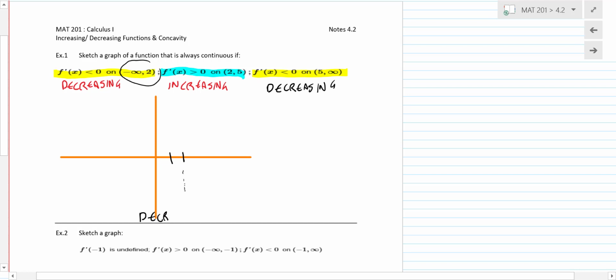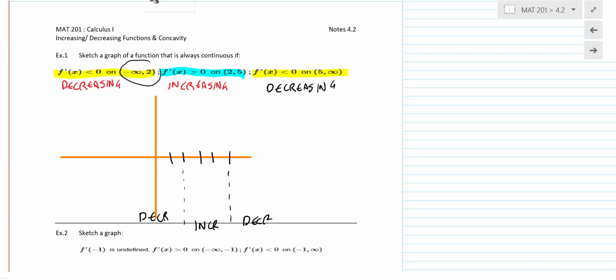Okay, like that, I'm going to put a dashed line. That's not a part of my graph. That just helps my thought process. And then from 2 to 5, we're going to be increasing again. And then from 5 to infinity, we're going to be back to decreasing like that. So now you just be creative and you just draw whatever you want to as long as it represents this.